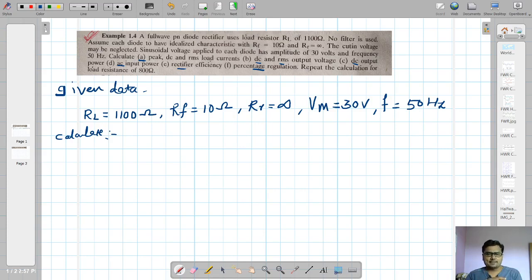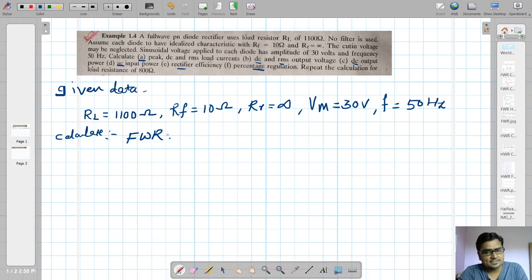See, what is that? It's a full wave rectifier. Let me write, it is a full wave rectifier. As it is a full wave rectifier, it means two diodes are there. So whatever analysis we have done for the full wave rectifier, that's what I'm going to use here. They have specified a full wave rectifier. They didn't specify whether it is a center-tap type rectifier or a bridge rectifier, so that's why assume it's a full wave rectifier.